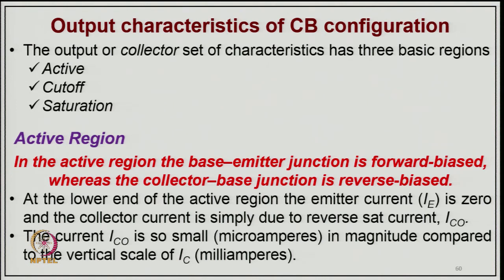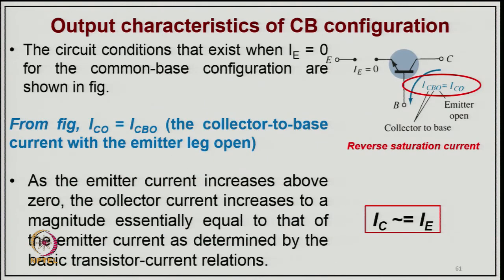So, at the lower end of the active region, the emitter current is 0 and the collector current is simply due to the reverse saturation current ICO. This reverse saturation current is so small, microamperes in magnitude, compared to the milliampere collector current. That is, you can say a milli to microampere difference here. The circuit condition that exists is IE equal to 0, that is, emitter current almost 0 for the common base configuration, because this is almost open. So, we can say this current ICO will be equal to ICB only, because that is the only path the current can flow.